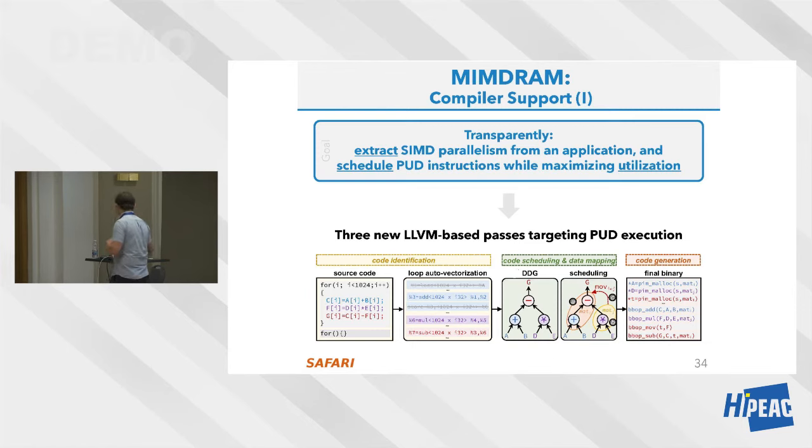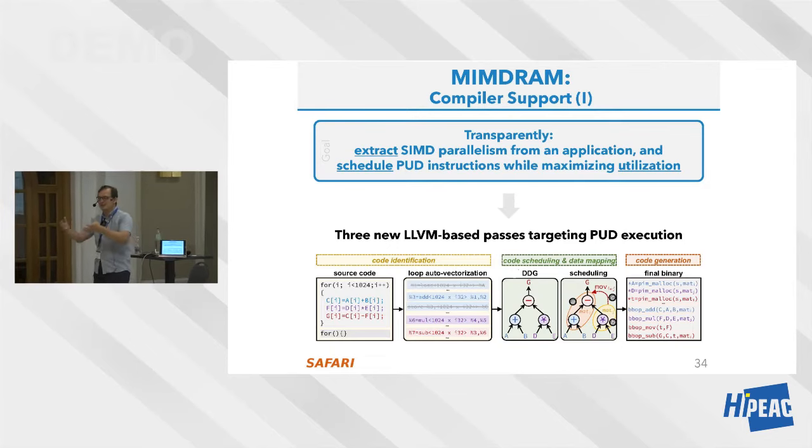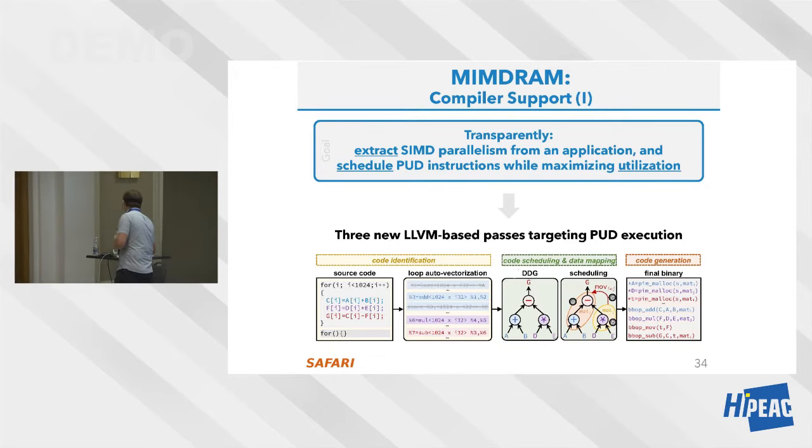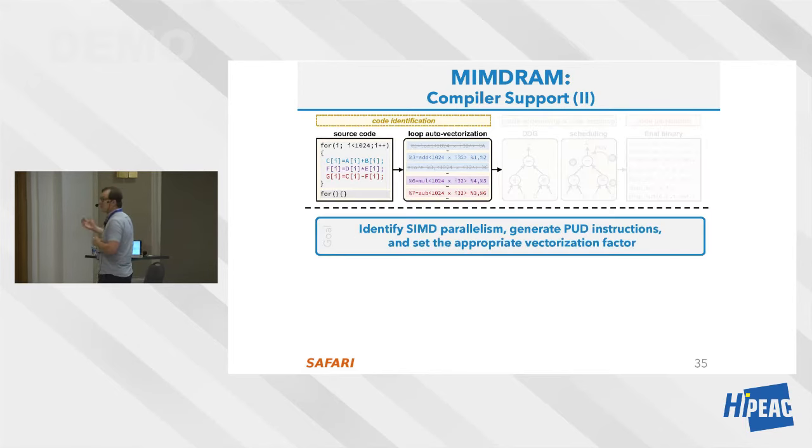We want to extract SIMD parallelism from an application and schedule processing using DRAM instructions to maximize the utilization of the DRAM. And we add 3 LLVM-based passes. Geraldo did a lot of work on this. One is to identify code that can be vectorized. This could be eased, of course, if the programmer writes vectorized code to begin with. And the second is scheduling the code and map the data. And the third is the generation of the code. I'm not going to go through the details in general. The paper has a lot more details, and we will open source the code for the compiler.